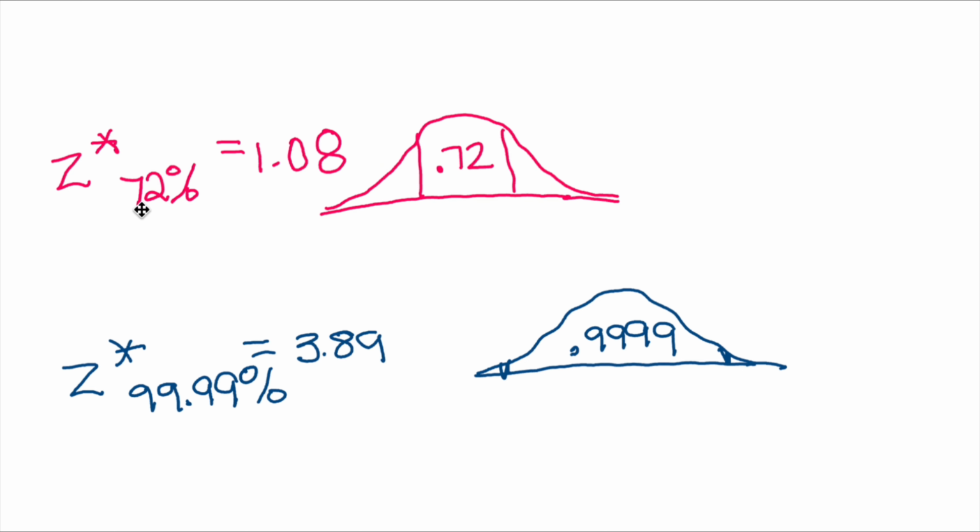So those are just some examples if you want to try it on your own. This is the 72% z interval, and use it on your calculator to find the z-star for it, which you should get 1.08, and this is the z-star for 99.99%, which will be 3.89, and you can see this is pretty big, right? It basically covers all of the intervals right here.